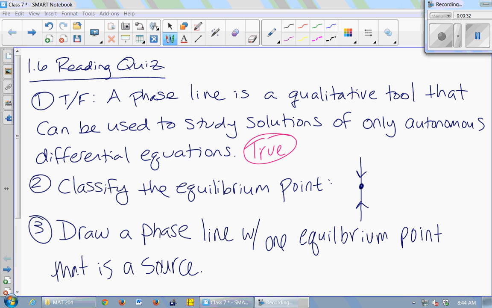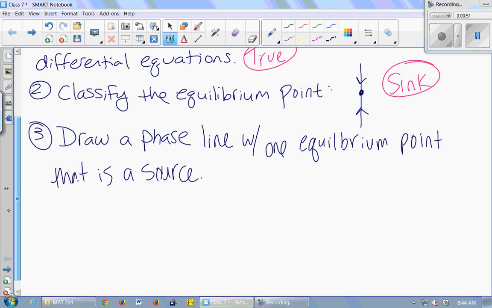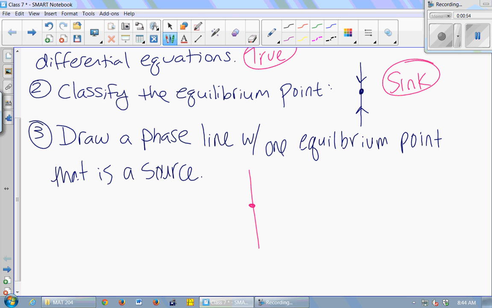Okay, classify this equilibrium point. The dot, what is it? The sink. Everything's going towards it. That's called the sink. And if you're going to draw a phase line that has one equilibrium point that's a source, there's my equilibrium point. What do I do to make it a source? Arrows away from it. A node is when one arrow goes towards it and one arrow goes away from it.